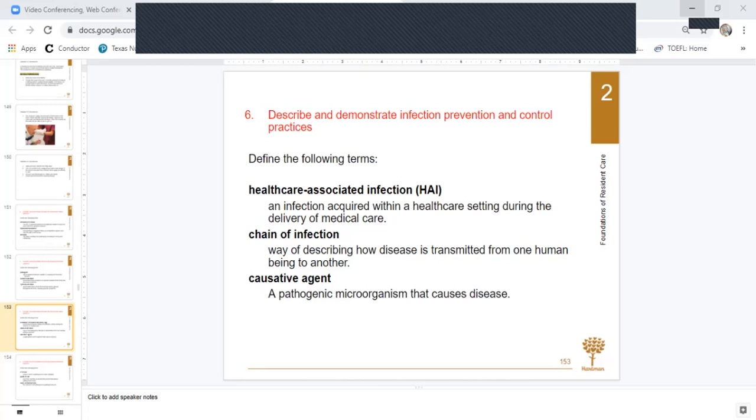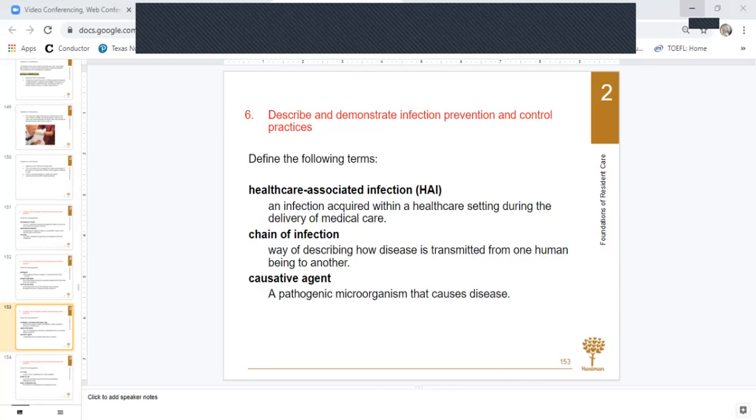N95s are used to protect us from smaller organisms like tuberculosis and other viruses. In this case, I don't understand why they're telling us to wear N95s when we're dealing with a droplet. All this time, I thought it was airborne, okay? When you deal with an airborne organism, you have to treat it differently, okay?